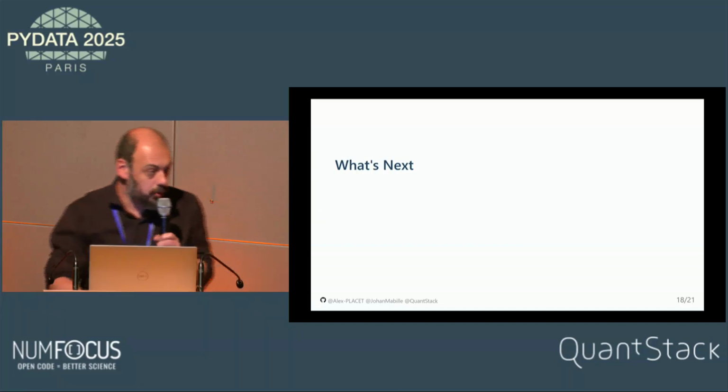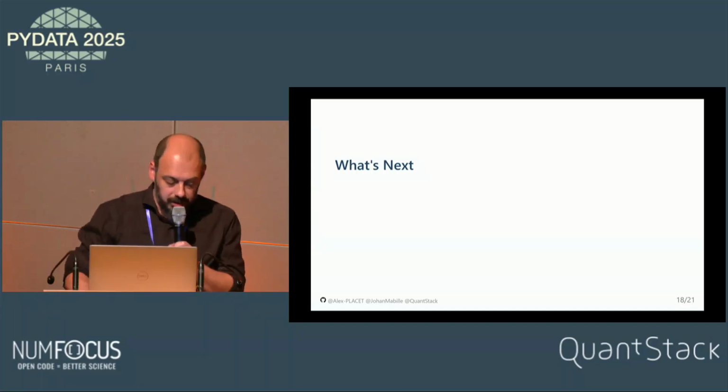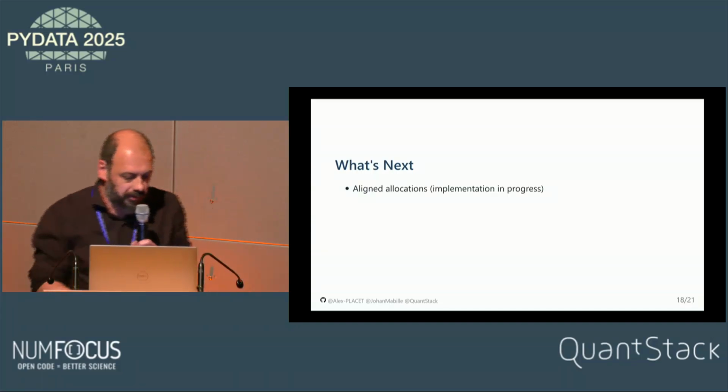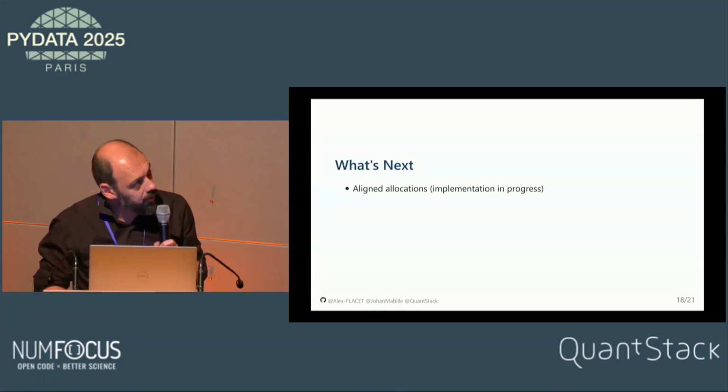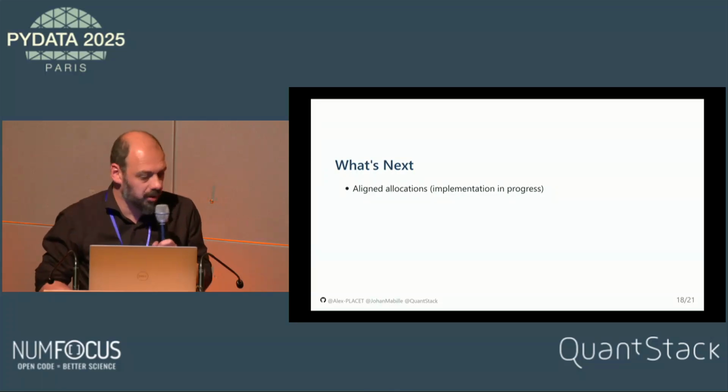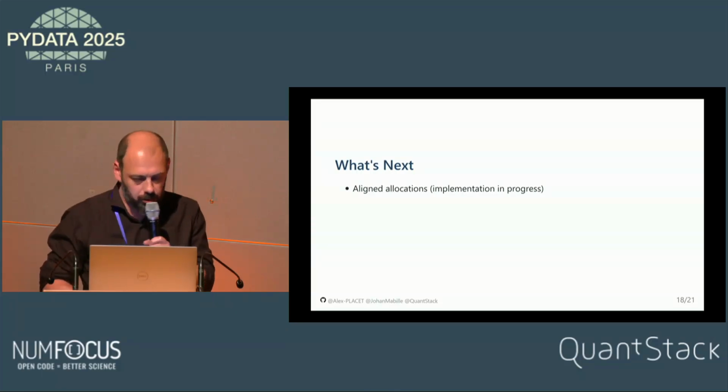So that's it for the architecture. Now, what's next? So many things. First one is aligned allocations. For now, "implementation in progress" means we've written it, but it's buggy, so we're trying to make it work, especially on Windows.